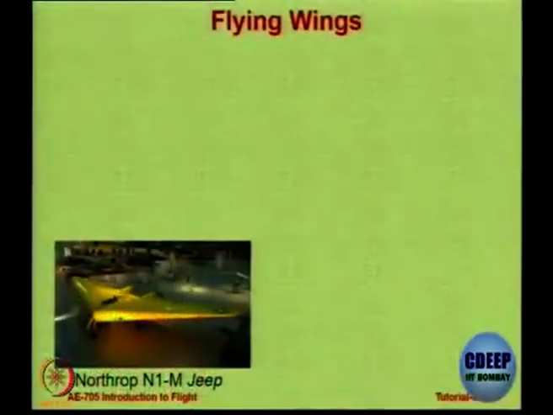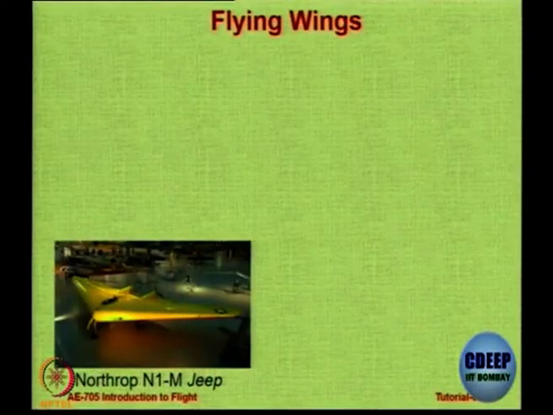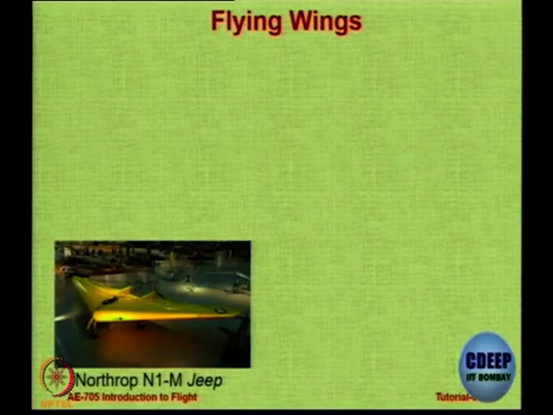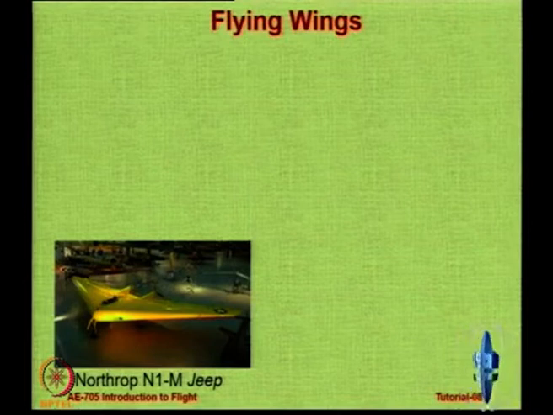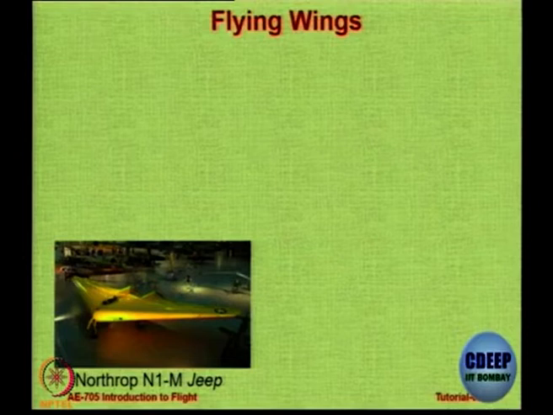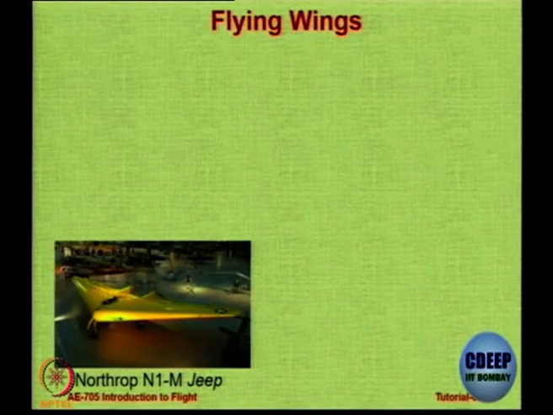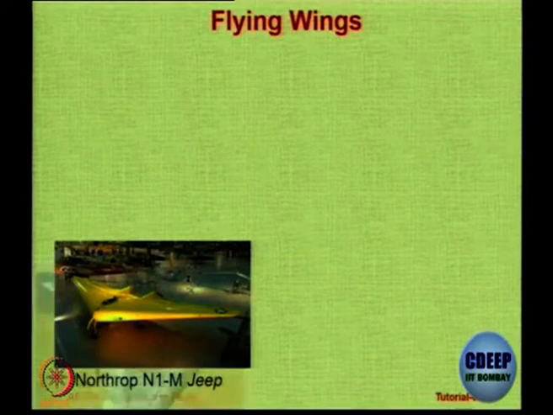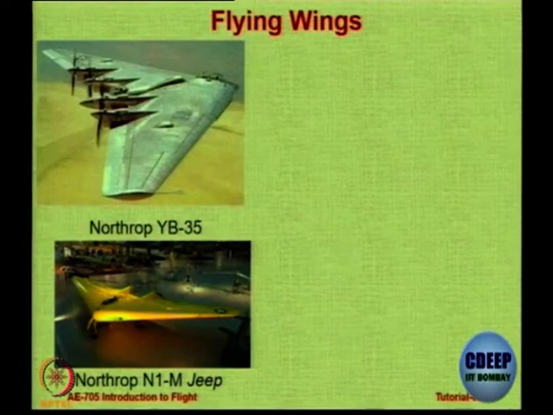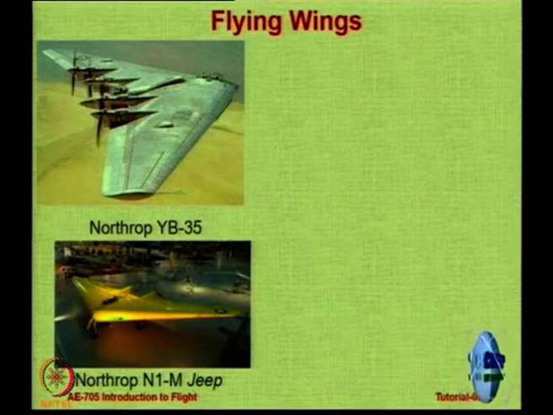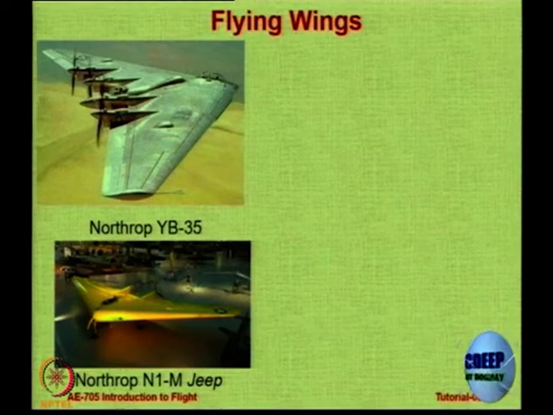This is the Northrop N1M, also called as Jeep, which was designed in 1940s. One company, Northrop, has been a champion in the US of flying wings. So they have made many flying wings. I will show you 4 of them. So 1940, Northrop N1M, then in 45, 5 years later, they came up with this turboprop version of a 4-engine flying wing called as YB-35.